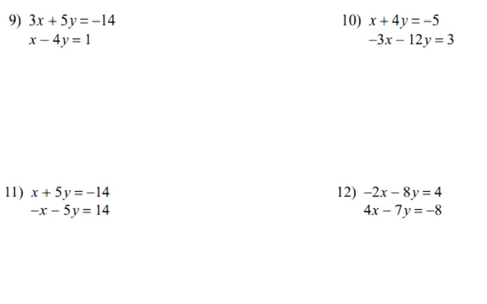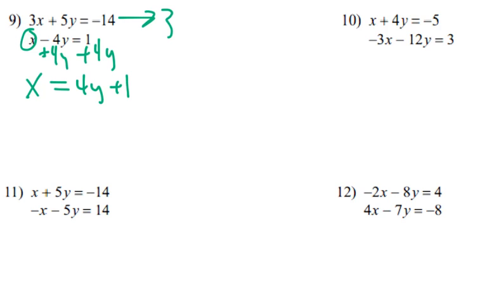Alright, taking a look at some more. So, looking at number 9. Probably solve for that x, so I'd add 4y to both sides. So we'd have x equals 4y plus 1. So then in our second equation, we substitute the x with 4y plus 1. And then we solve for y.